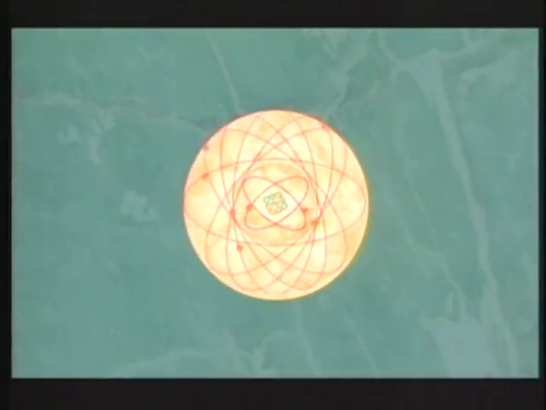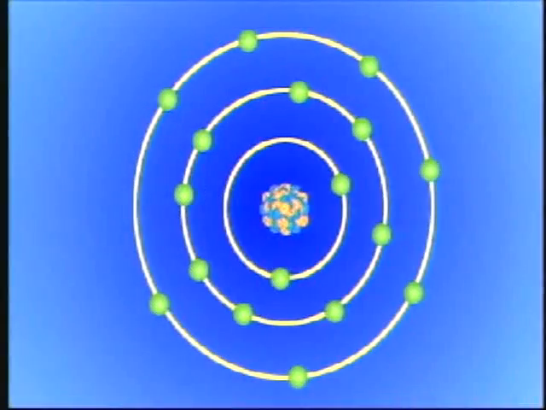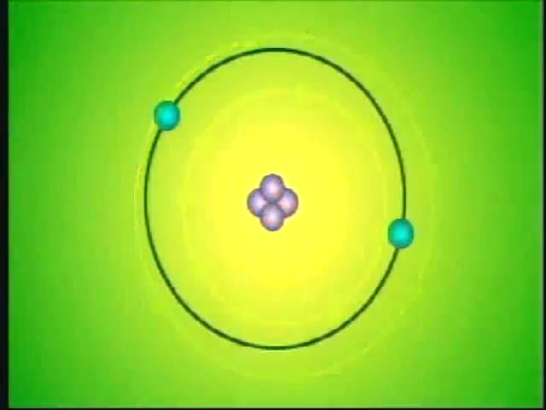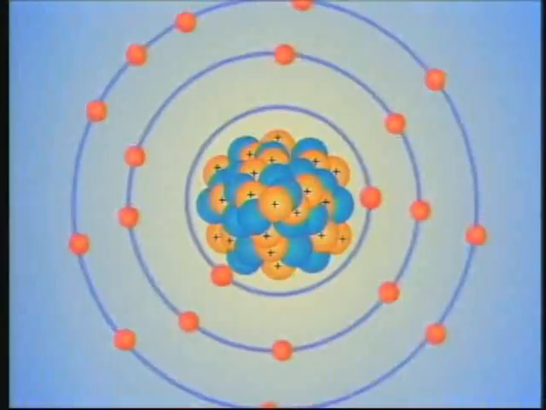If you were able to magnify an atom thousands of times its size, it would look something like this. Different types of matter are made up of different types and combinations of atoms. Let's look at some examples.